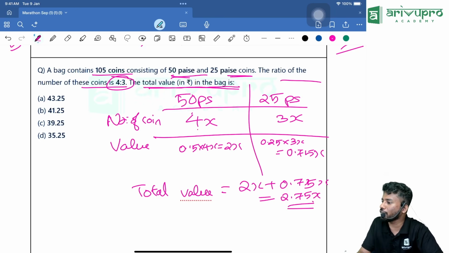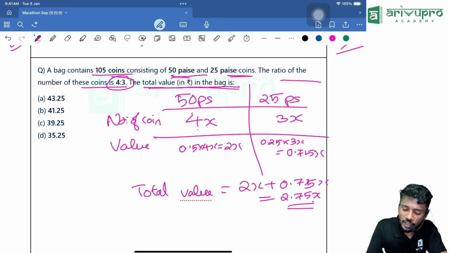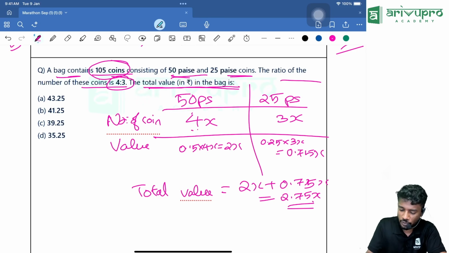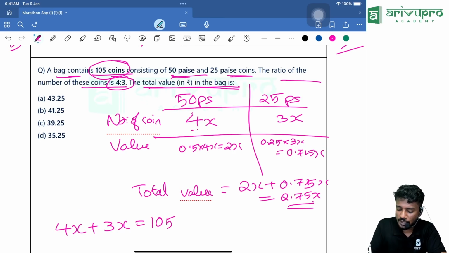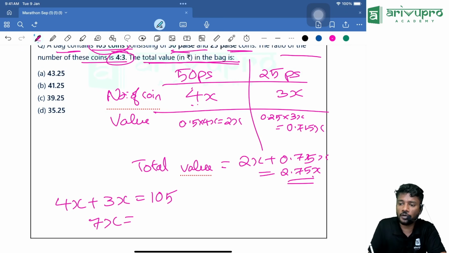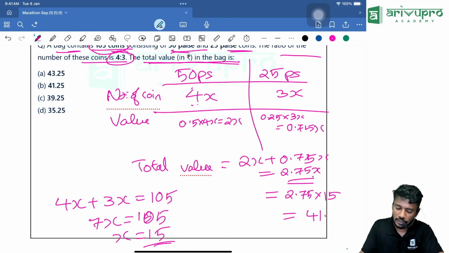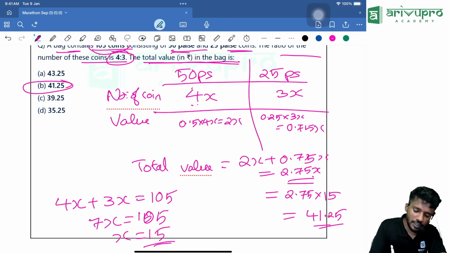Do you have the value of x? No, we need to find the value of x. For that, they have given the bag contains 105 coins. So can I say the total number of coins, 4x plus 3x, is equal to how much? 105. That means 7x is equal to 105. From that, x is equal to 15. Now get me the value of this. That is equal to 2.75 into 15, which is 41.25. Option B is your answer.